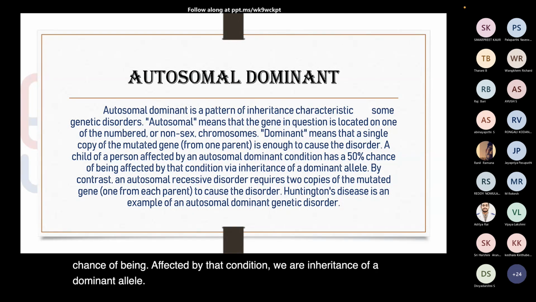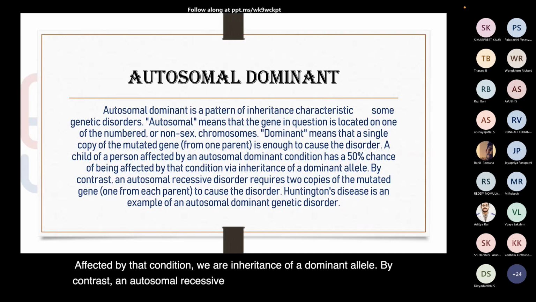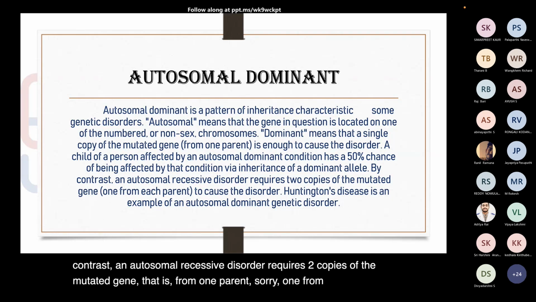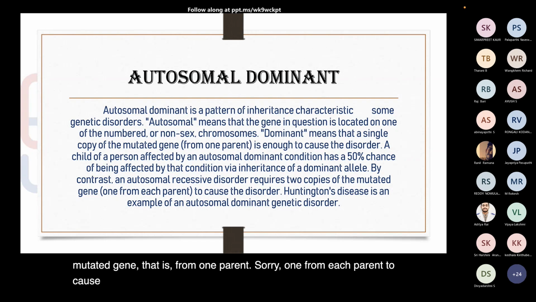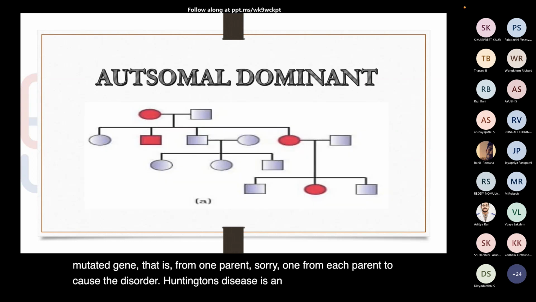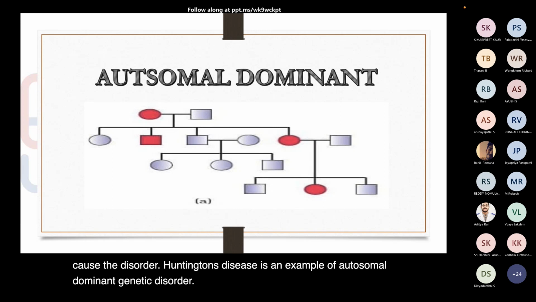By contrast, an autosomal recessive disorder requires two copies of the mutated gene, one from each parent, to cause the disorder. Huntington's disease is an example of an autosomal dominant genetic disorder. And this is an example picture, a pedigree chart of autosomal dominant.